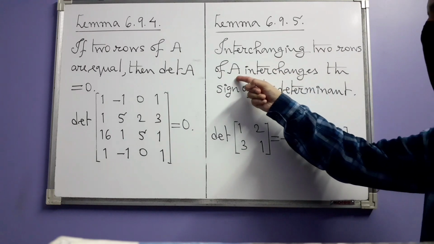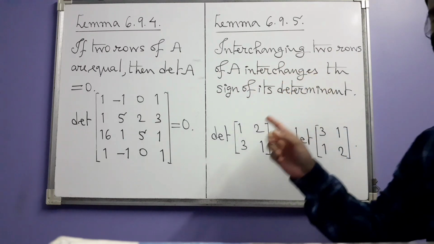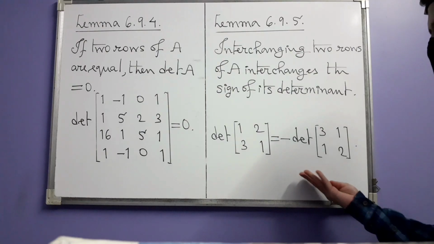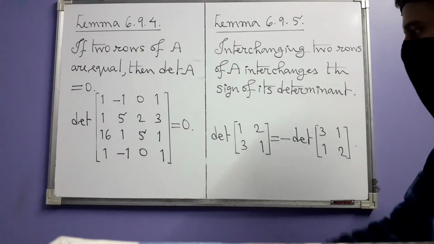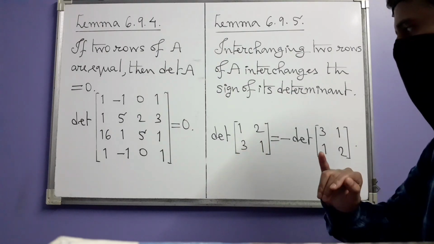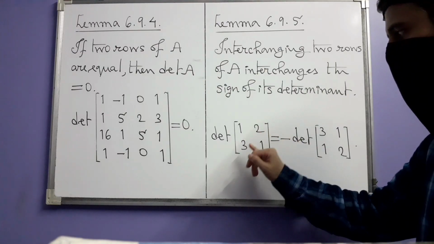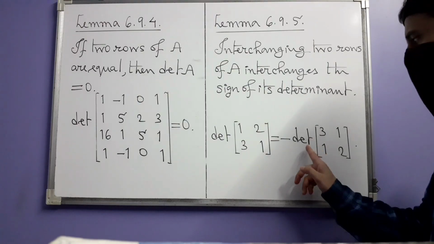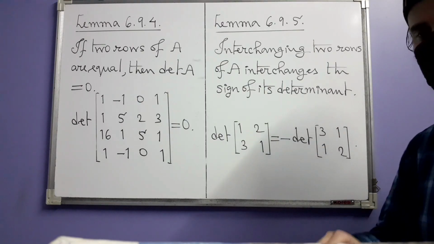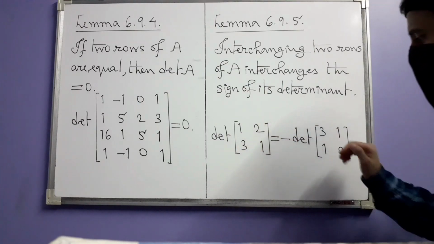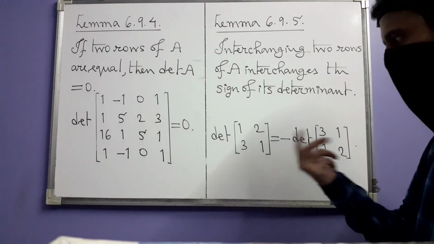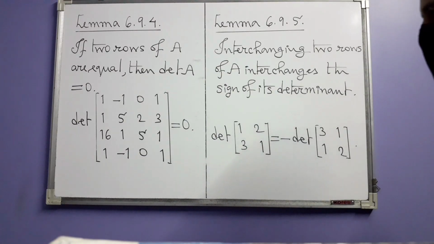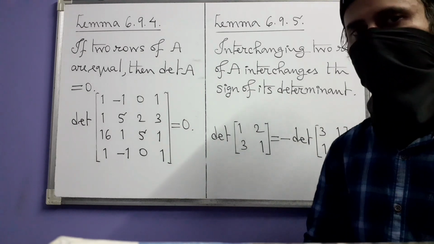Interchanging two rows of a matrix A interchanges the sign of its determinant. And this simple example illustrates that. The determinant of this 2 by 2 matrix, where the first row is 1, 2 and the second row is 3, 1, will be the negative of the determinant of this other matrix which has been obtained by interchanging these two rows. Obviously here the situation is too easy, but you can apply this to any matrix.